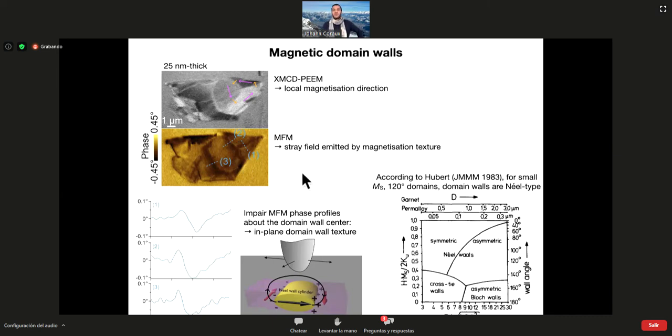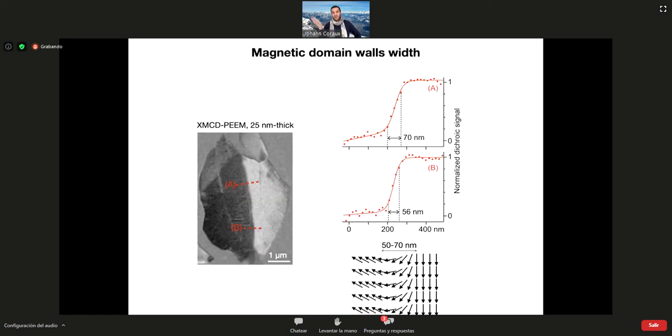This is magnetic force microscopy. There we don't sense directly the local magnetization direction, but rather the stray field that is emitted by the magnetization texture. And we're actually able to establish a one-to-one correspondence between these images. What we see in MFM, you see this is a profile across these domain walls. You see these kind of functions up and down above the average value. It actually tells us, I won't enter into details, that the domain walls are of Néel type.